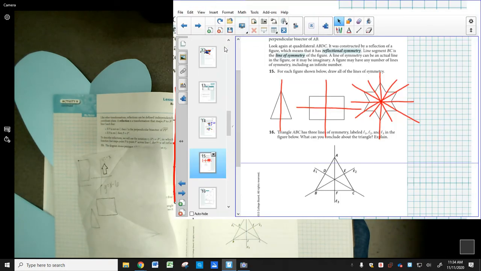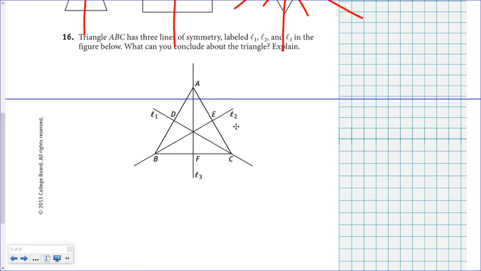Okay, so now let's look at the number 16. This triangle has 3 lines of symmetry, labeled L1, L2, and L3. What can we conclude about this triangle? Well, since we have this vertical line of symmetry, that means that this side, AB, must be equal to this side, AC. Because when we fold them on top of each other, they have to line up. Okay? So we know those 2 sides have to be equal.